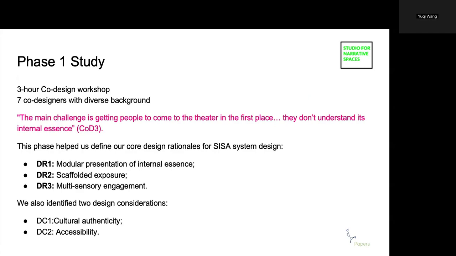But the struggle is, if they don't understand its internal essence, how would they come to the theater for the full experience? The co-design workshop helped us establish our core design rationales. Our system should provide modular presentation, scaffolded exposure, multi-sensory engagement. So instead of a 2-hour performance, our system offers bite-sized auditory content. Our system should enable users to gradually discover complexity at their own pace. And our system should combine audio, visual, and spatial interaction. At the same time, we need to keep in mind the need to respect and preserve cultural authenticity while making it more accessible to modern audiences.